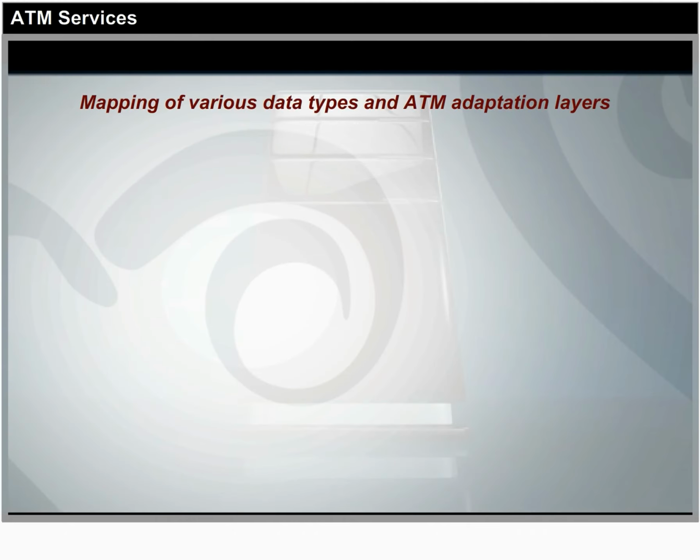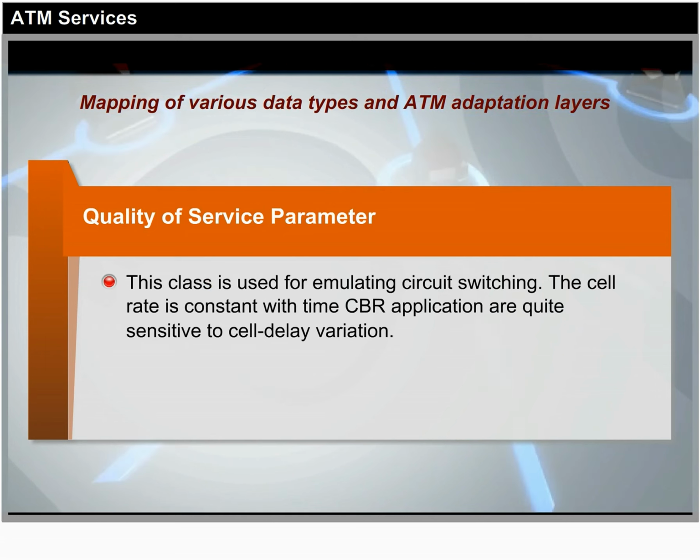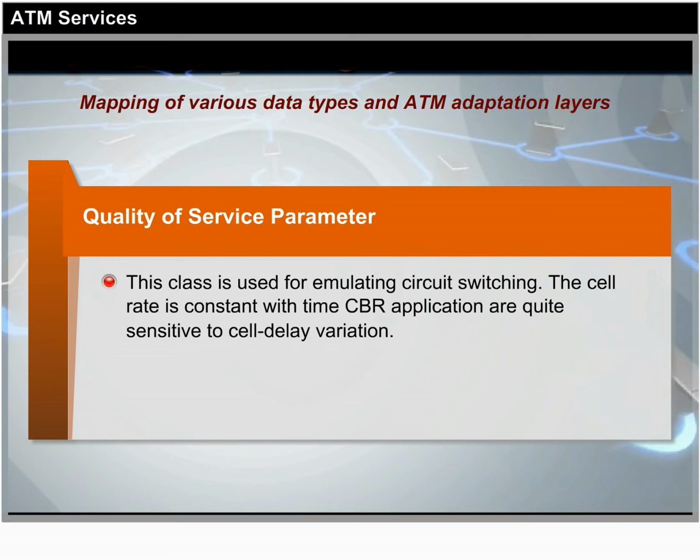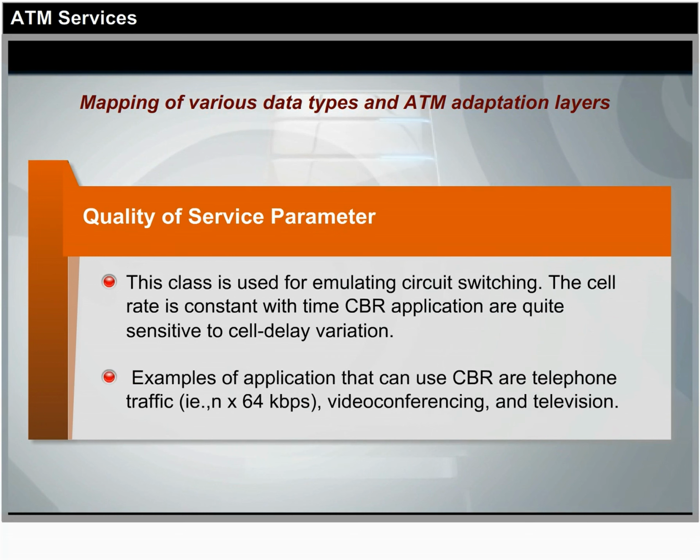Mapping of various data types and ATM adaptation layers. Service class: constant bit rate, CBR. Quality of service parameter: this class is used for emulating circuit switching. The cell rate is constant with time. CBR applications are quite sensitive to cell delay variation. Examples of applications that can use CBR are telephone traffic, that is N x 64 kbps, video conferencing, and television.